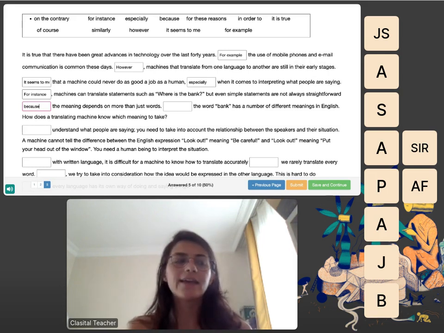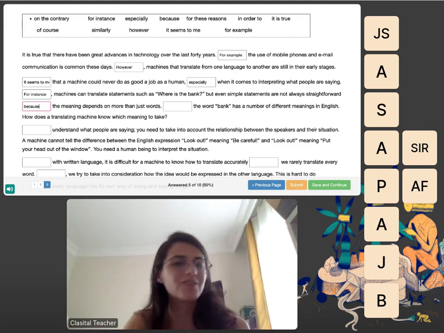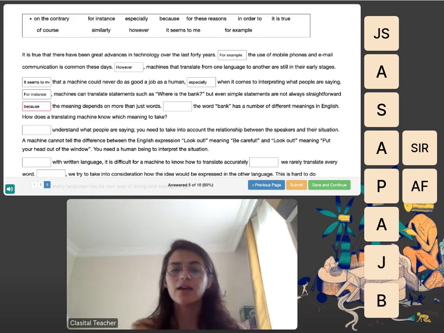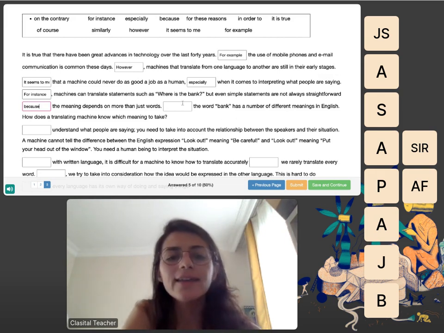So it gives an explanation again. It gives the reason why simple statements are not always straightforward. So since we're giving that reason, since we're explaining that reason, I think because is a really good linking word here. All right, let's move on.